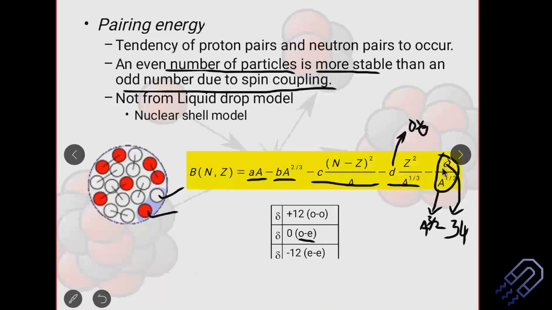I've already given it. It's 20, 20, so it's even, so you can just put the value of delta as 12, minus 12, this is minus 12, and then do the calculation. A is given to be 40 everywhere, N is 20, Z is 20. So you see these things will be there, and then you can do your calculations normally. You will get one value of binding energy from this particular calculation.